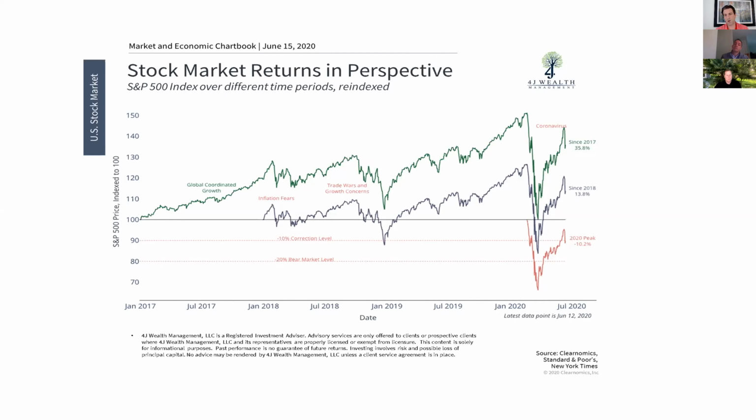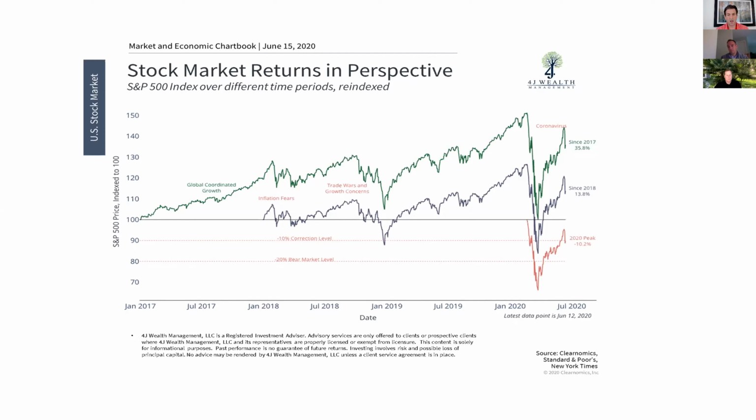And if you fast forward, you can see the sell-off that started in late February and how quickly and sharply stocks fell. And what's interesting is we've had a very profound recovery. If we look from January 1st of '17 to June 15th, which is about where the market is today, you can see that stocks are up 35.8%, which equals about a 9% annualized return, which is very similar to the long-term average.